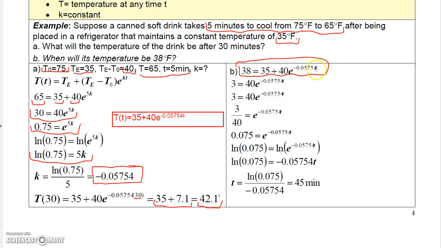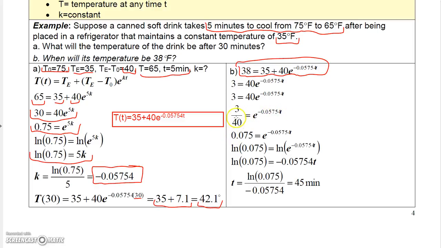So I'm going to be solving for that t right there. Basically, if you subtract 35 from both sides, you get 3 equals 40 e to the negative 0.05754 t. Anyway, divide both sides by 40, and you get 3 over 40 equals e to this power.